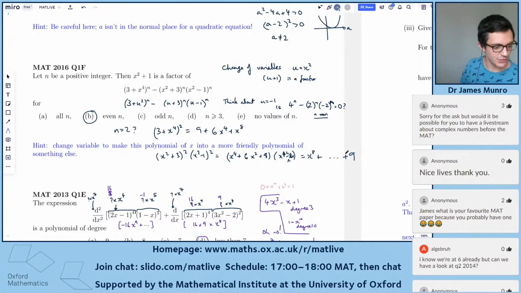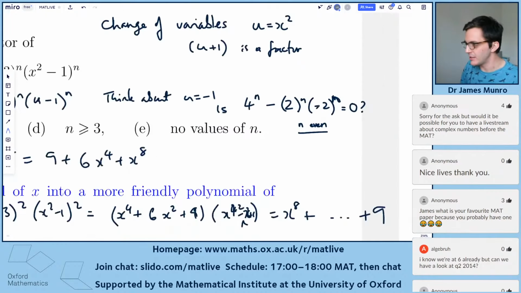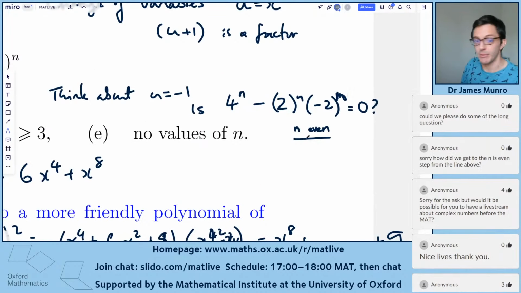Somebody wants to do the n even step here. Just think carefully about all the minus signs to realise why that implies that. Think carefully about these minus signs and what happens to minus 1 to the power of n.